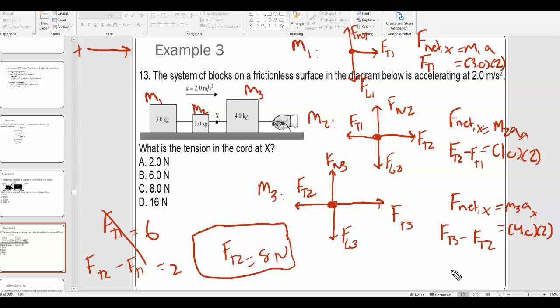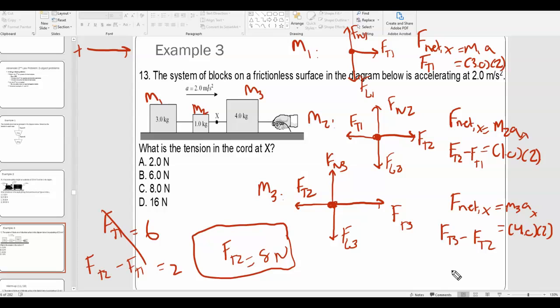So that is how you approach these problems, and you see it's the exact same process that we've done a million times before. You just have to do it for more than one object, and make sure you don't forget about the third law reaction forces. You can always spot the third law reaction forces because you see the same force showing up on multiple free body diagrams going in the opposite direction.